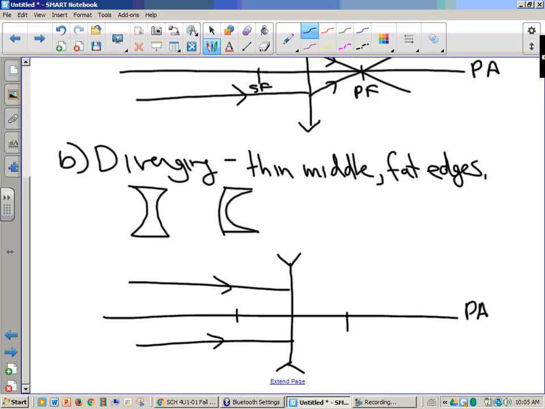And what do these rays do? How do they bend? Up and away, but up and away as if they came from that spot, right? And again, up and away as if they came from that spot. And now on the front side, we have our PF, because that's where it looks like it's coming from. So on the front side, we have our PF, and we have our SF on the other side.